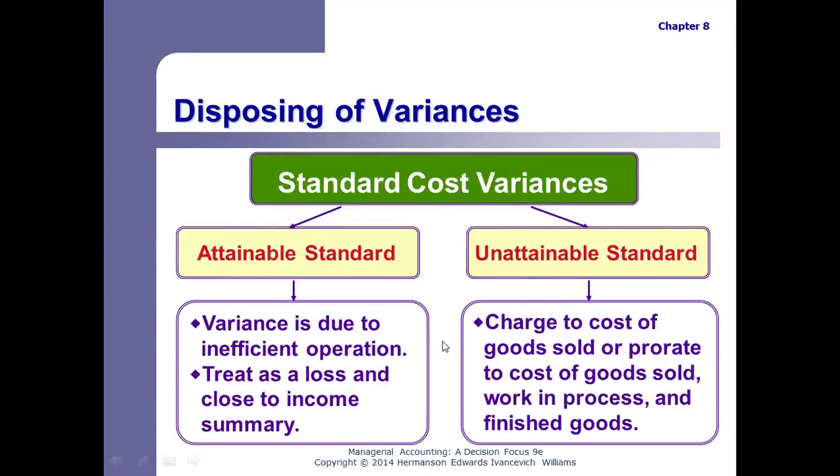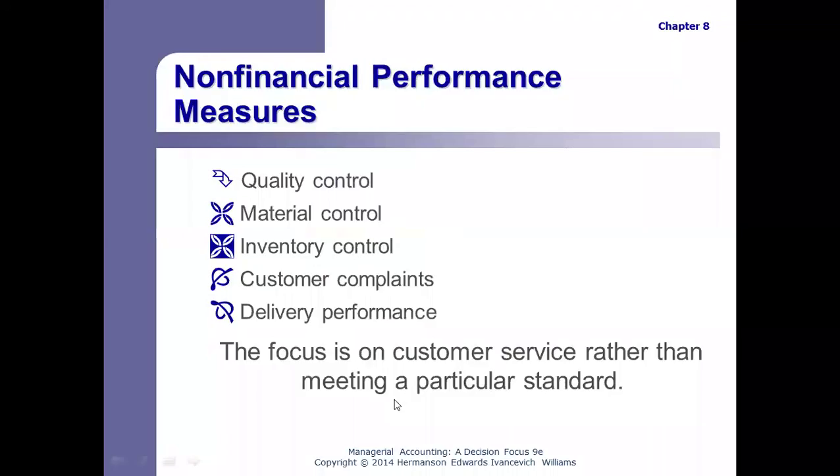Disposing of variances. Don't worry about this unattainable standard thing. But generally what we do with variances, if the actual turns out to be different than what we expect, then we either increase our loss or we decrease our costs. So it goes to the income summary in any case. Okay, so don't worry so much about that because that's related to the journal entries.